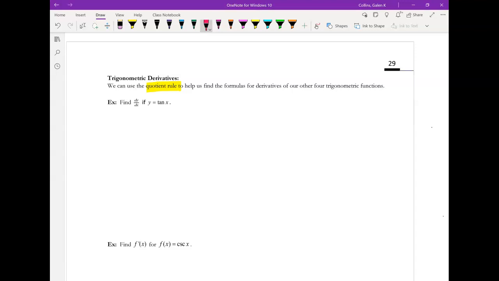Okay, so find dy dx if y equals the tangent of x. In other words, take the derivative. Okay, so we don't yet know, unless you've looked at the rest of the spiral or the next page, the derivative of the tangent of x yet, but I do know from geometry and from trig that the tangent of x is the sine of x divided by the cosine of x. So now that we know the quotient rule, we can take the derivative of the sine of x divided by the cosine of x.